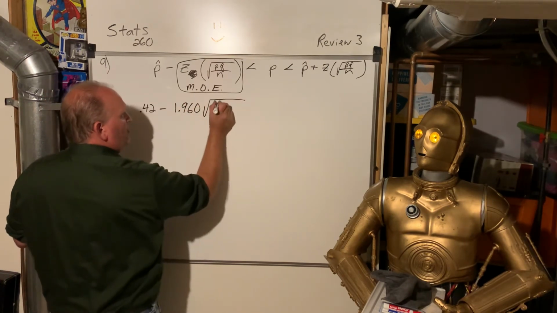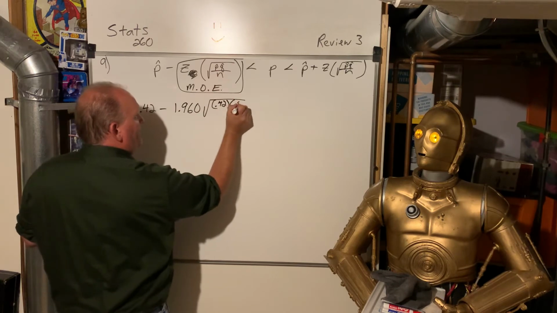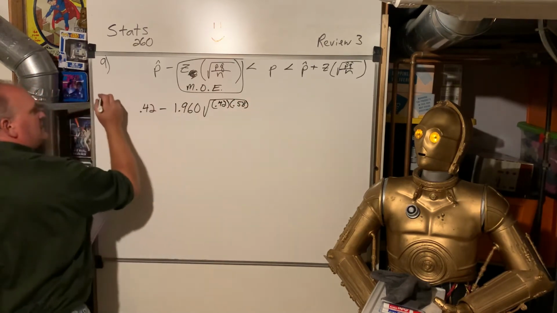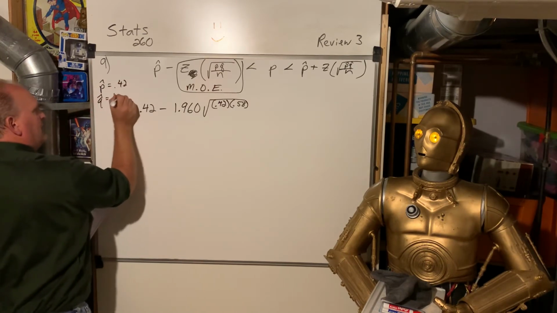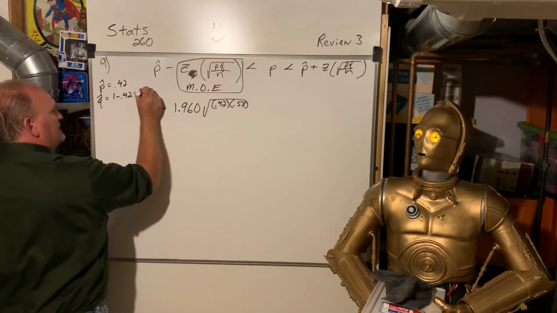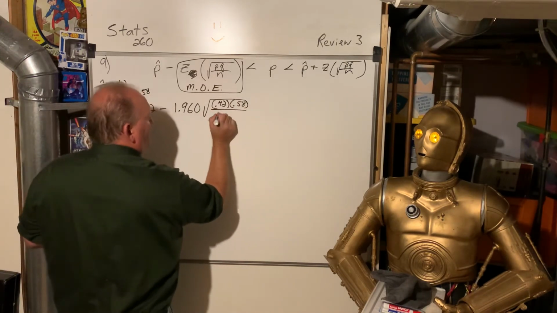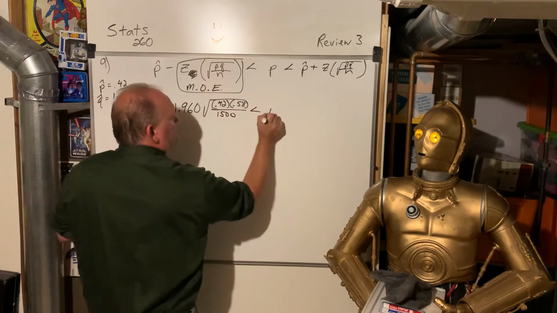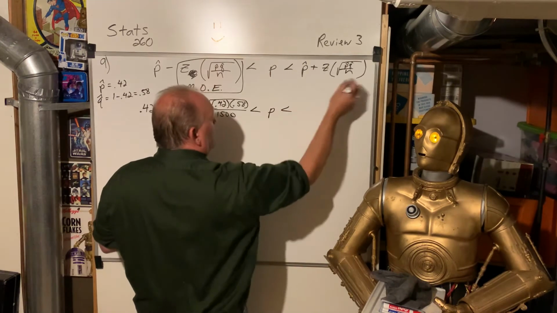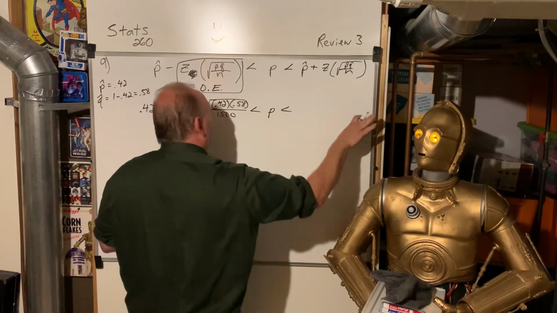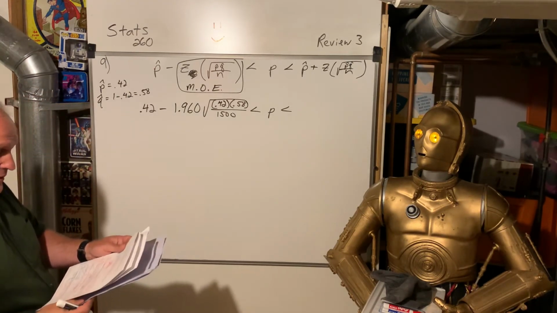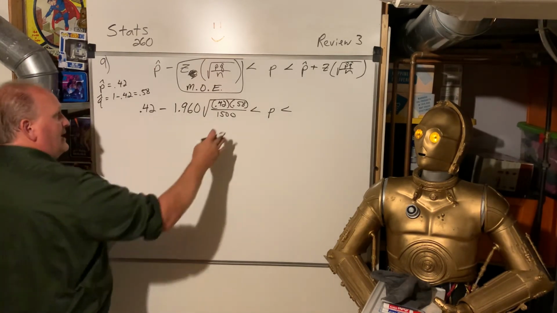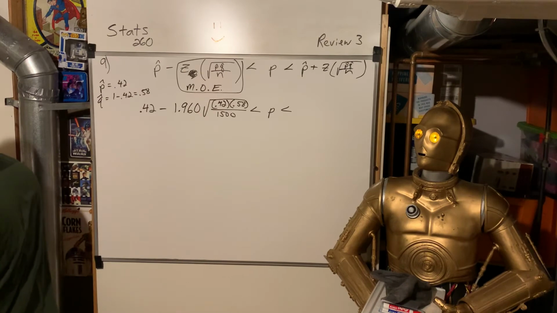And then the square root of 0.42 times 0.58. How did we get 0.58? That's Q. Remember, if P hat is 0.42, then Q hat is 1 minus 0.42, which is 0.58. And then divide that by 1500. That's less than P. Now, for this, let's just leave that blank for right now. Okay, so we find the margin of error. In other words, I multiply this, I multiply that. Let's see, did I do that?